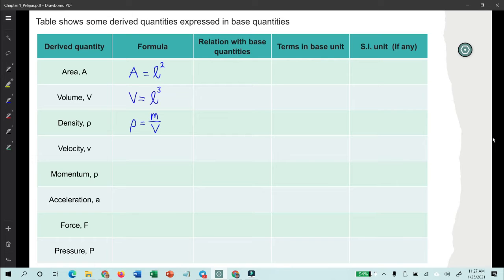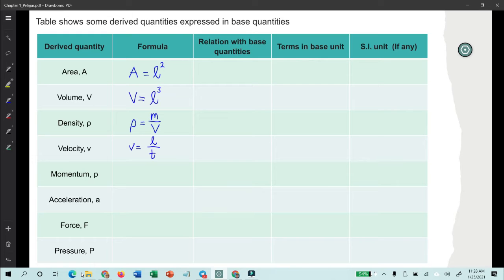Now, how about velocity? The small v is equal to length divided by time. Velocity is actually the rate of change in displacement over time, the rate of change in displacement with time. So displacement is represented by L, and time is represented by T.